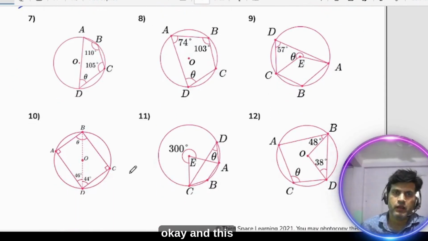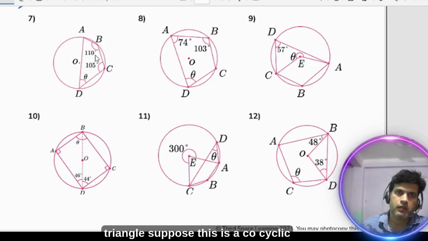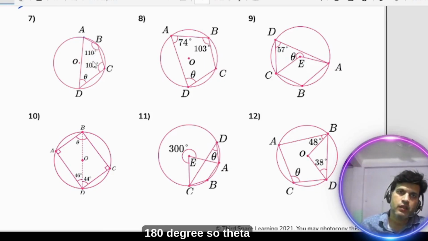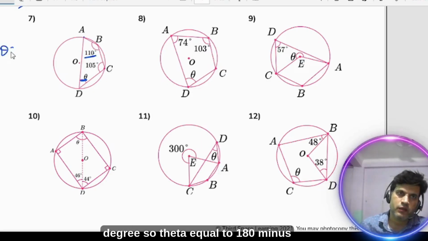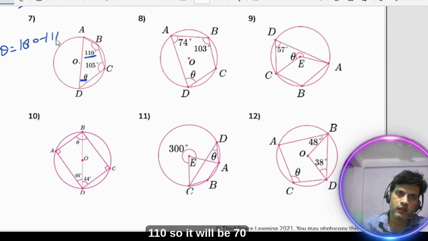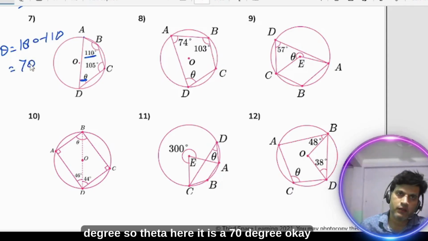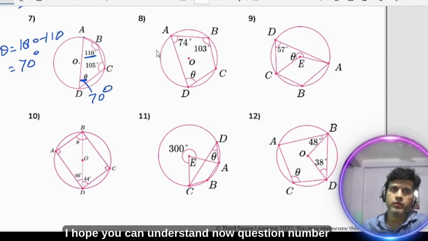Okay, and this one, suppose this is a cyclic quadrilateral, so the sum will be 180 degrees. So 110 plus theta will be 180 degrees. So theta equals 180 minus 110, so it will be 70 degrees. So theta here is 70 degrees. Okay, I hope you can understand.